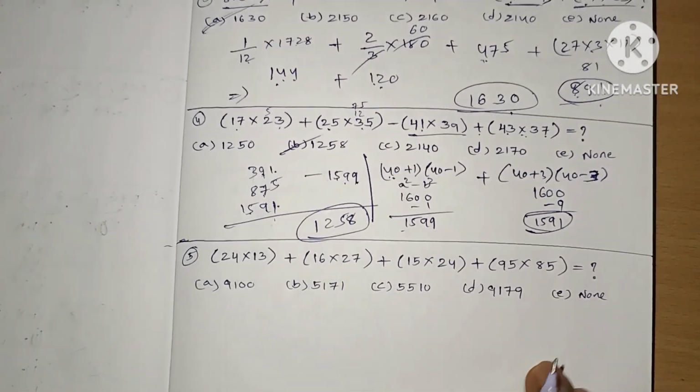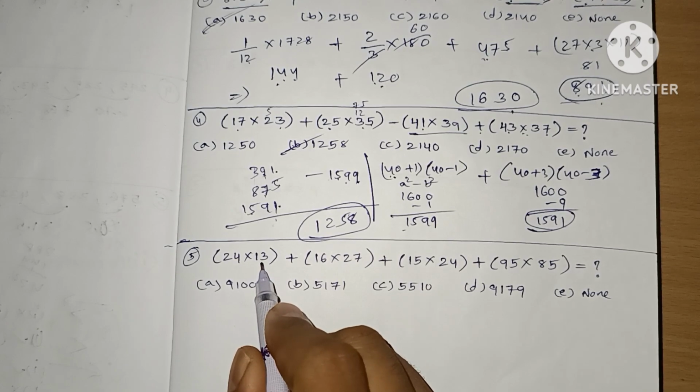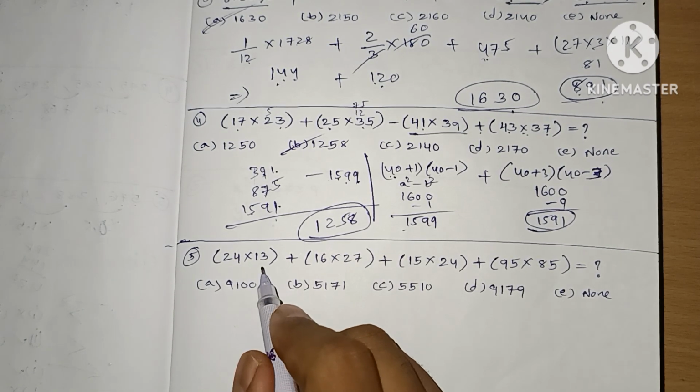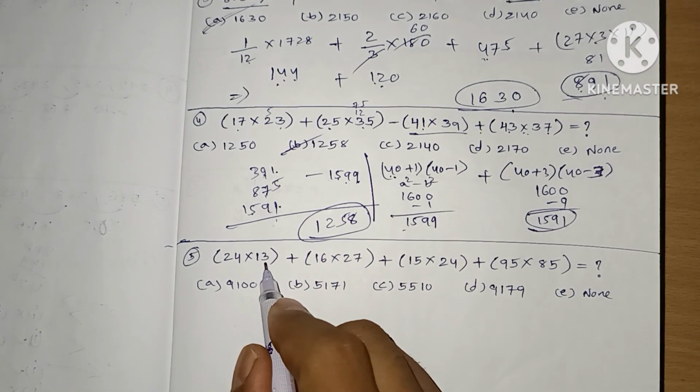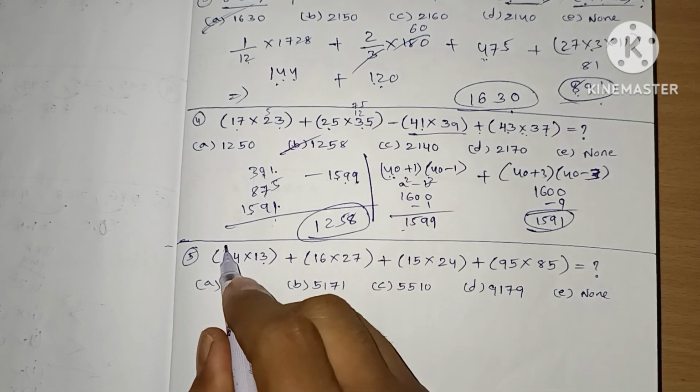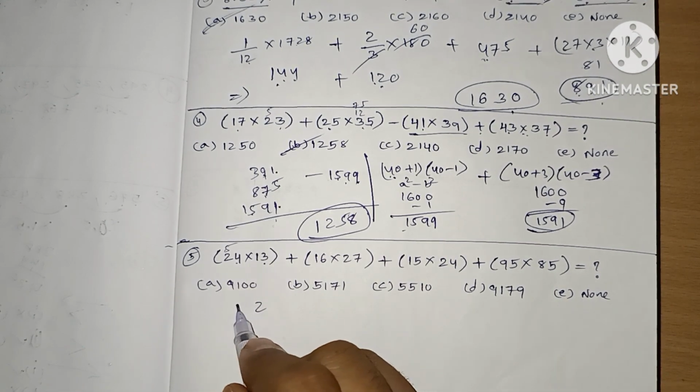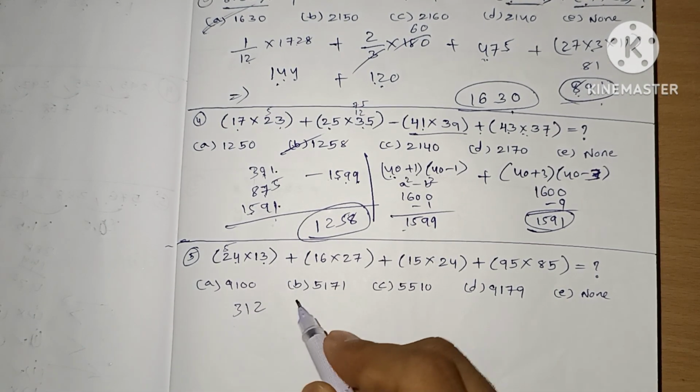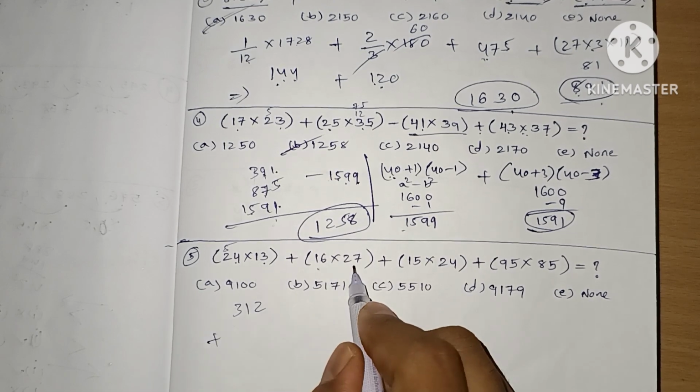Okay, next question. Here we need to know the tables of 20 into 20. 13 4 times will be 52. 13 2 times is 26 and 1 is 312, plus 16 7 times will be 112.